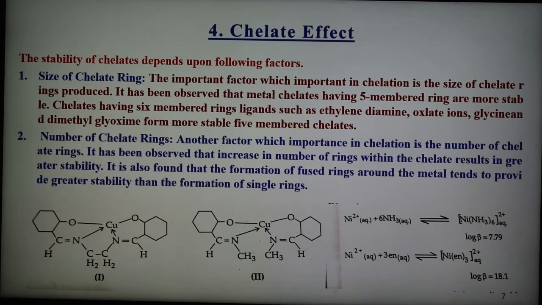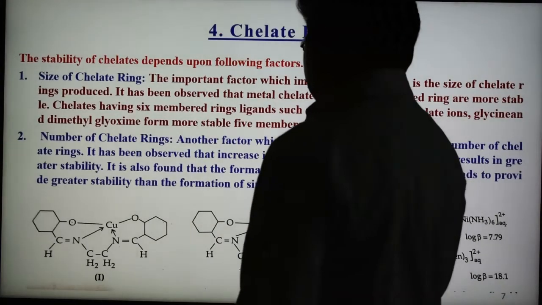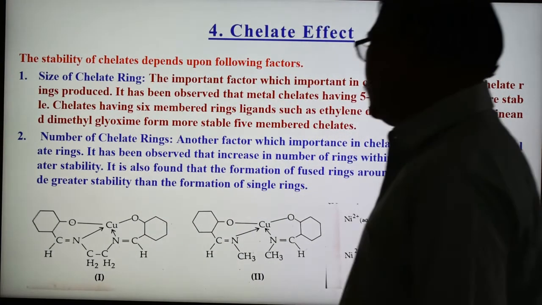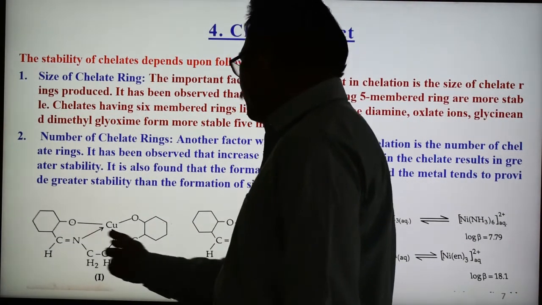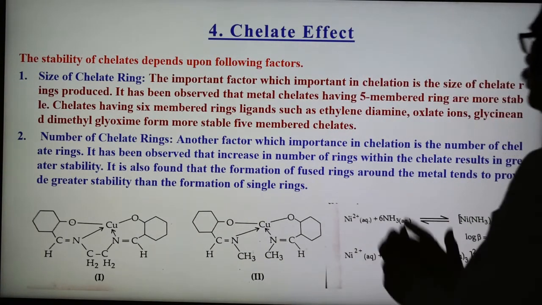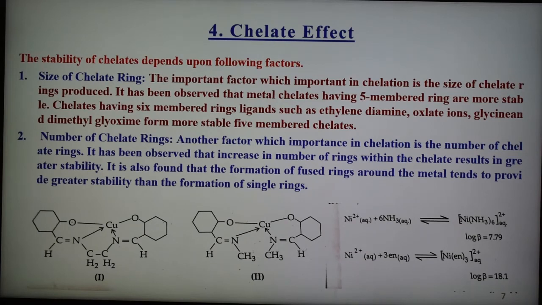For example, the chelate structure shown in the slide, having a 3 fused ring system, is much more stable as compared to chelate 2 involving 2 rings. So in this case there are 3 rings, in this case there are 2 rings. Here this is 1, this is 2, this is 3. Here only 2: this is 1 and this is 2. So only 2 rings are there in the second one, and therefore the first complex is more stable as compared to the second.